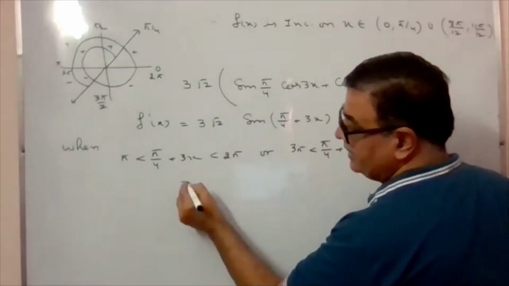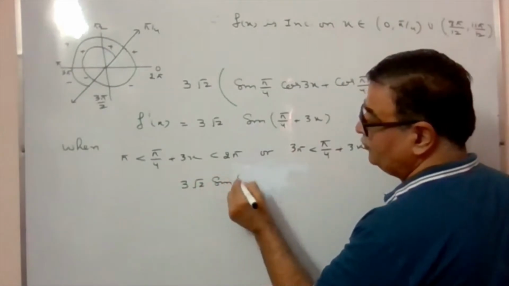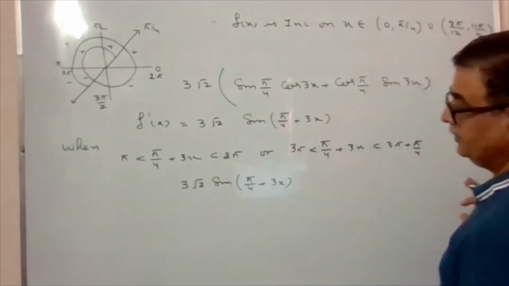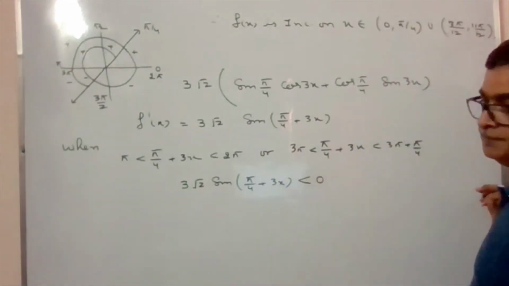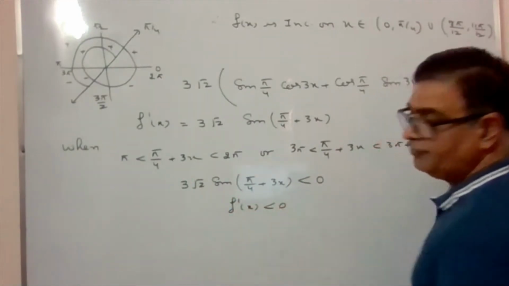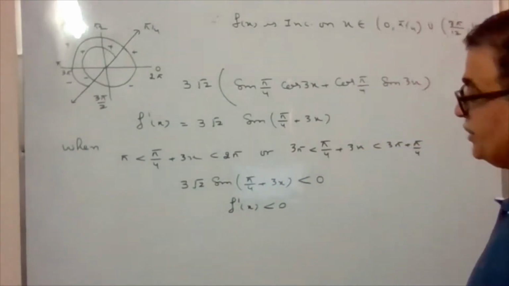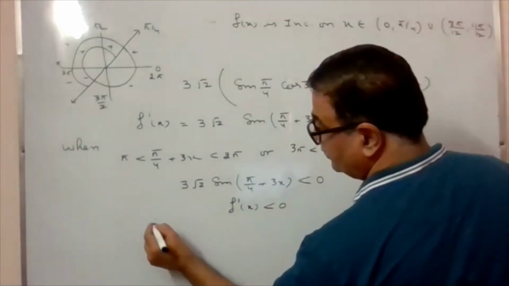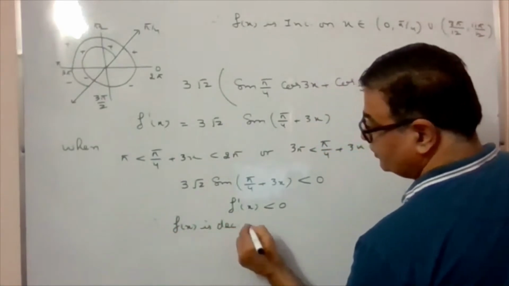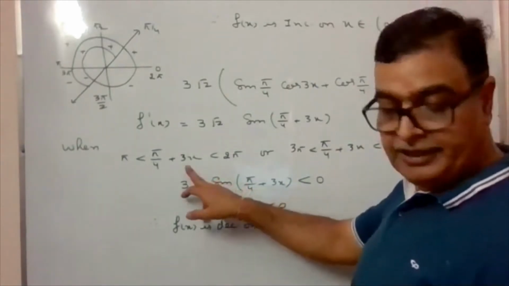In this case, I should say 3 root 2 sin of (pi by 4 plus 3x) is coming negative. If it is negative, f dash x is coming negative. And if f dash x is negative, what should I say? Therefore, fx is decreasing on x belongs to.